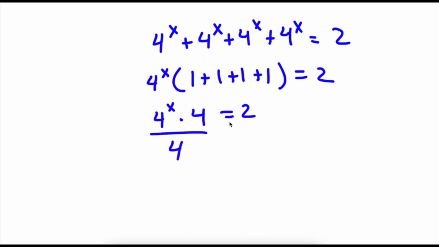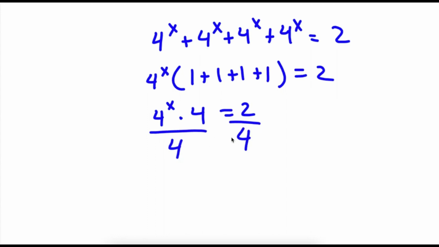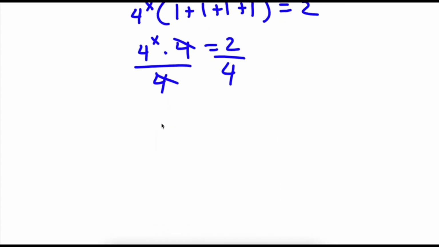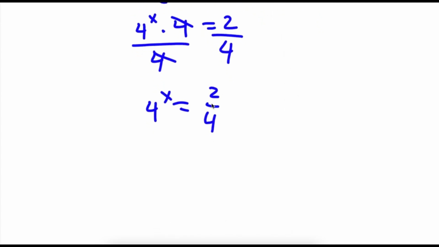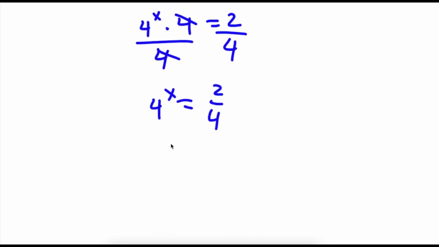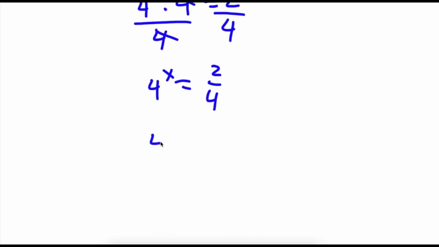Now I'm going to divide both sides by 4. So then these two will cancel out. Now I'll be left with 4 to the power of x is equal to 2 over 4. 2 over 4 simplifies to 1/2. So I have 4 to the power of x is equal to 1/2.